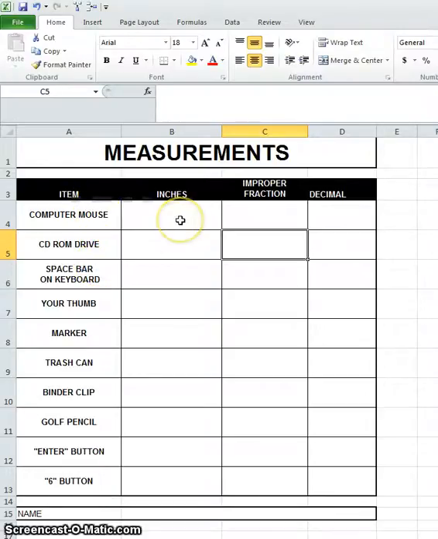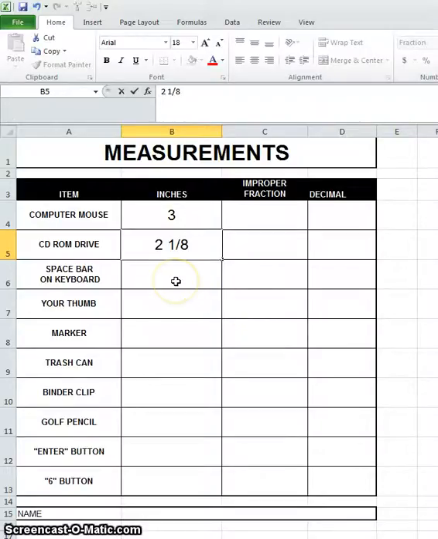And then on your paper, you're going to record what their length was, and you're going to do this all in inches. Okay, so let's say that a computer mouse is 3 inches long. Let's say that a CD-ROM drive, and I'll show you what that is if you're not sure, is 2 and maybe 1/8 inches. Okay, put a slash there. 2 and 1/8 inches. And the space bar on the keyboard, maybe that's 4 and 1/16 of an inch. We'll say it's 4 and 1/4 inches.